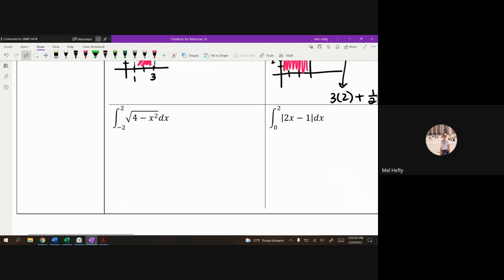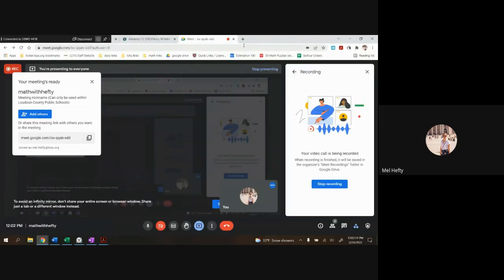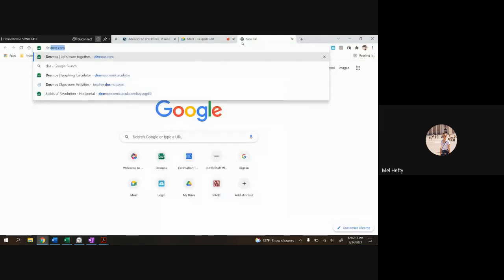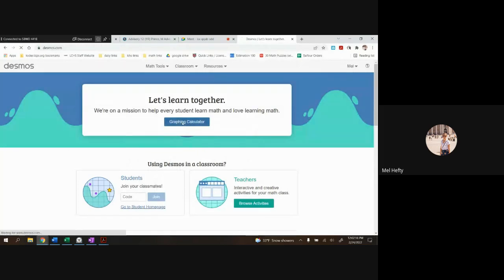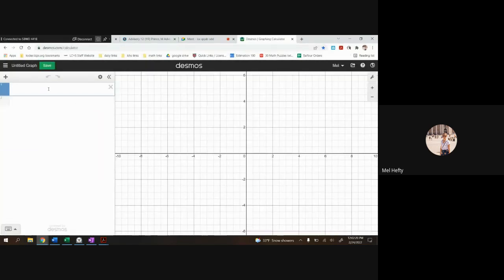So that's a good question. Can I simplify these by taking the square root of both? I cannot because we're subtracting. So I'm kind of stuck using the square root of 4 minus x squared. I want to show you a picture of it though, and I want to show you why the picture looks like it does. Desmos. All right. SQRT 4 minus x squared. What's that? A half circle.